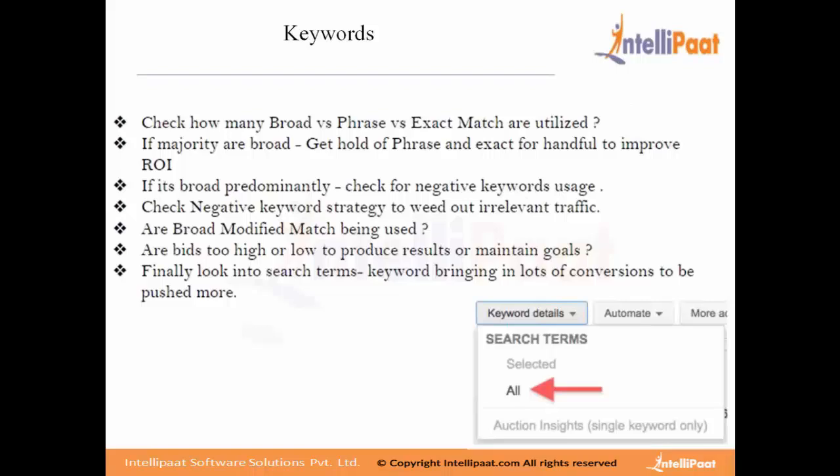So if it's broad predominantly, check for the negative keywords usage as well, because you can't really afford to use broad without negatives. You might end up just wasting your overall budget. Check your negative keyword strategy, which is very effective in order to weed out the irrelevant traffic, and also check whether the broad modifier match is being used perfectly or not. If the bids are too high, are they really resulting in a good amount of conversions or not? And if the bids are too low, are they really getting their impression share or not?